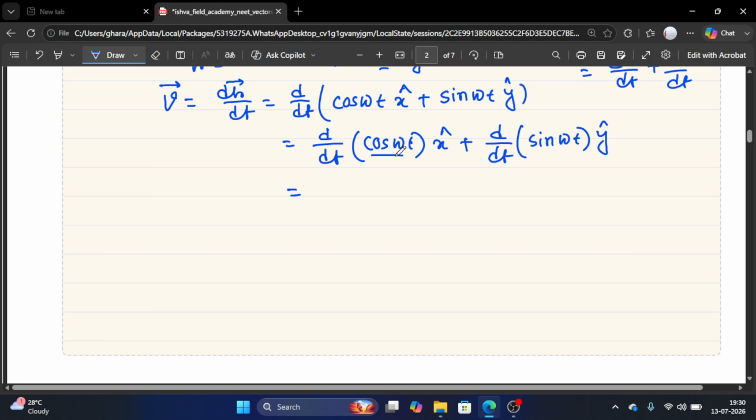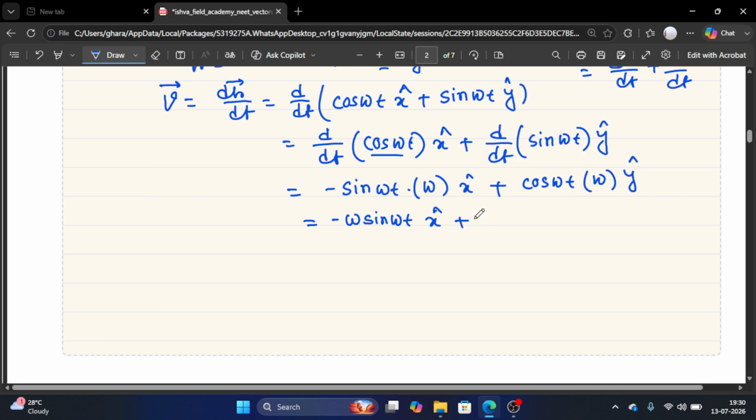So this gives you minus sin omega t, and again the derivative of this one gives you omega, with the x cap. Similarly, plus sin omega t gives you cos omega t with the omega and y cap. So this is the velocity vector: minus omega sin omega t x cap plus omega cos omega t y cap.